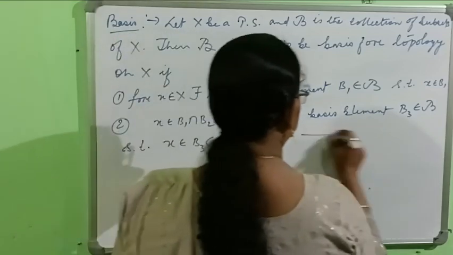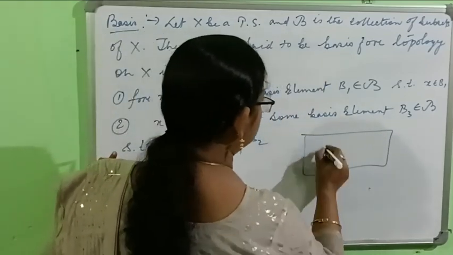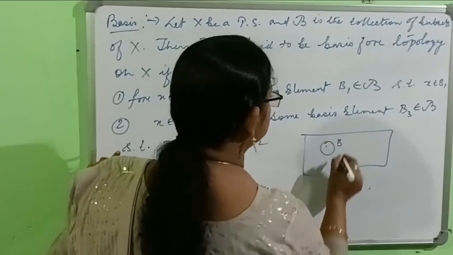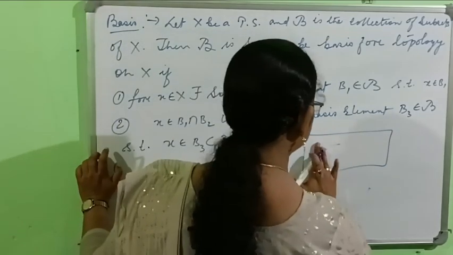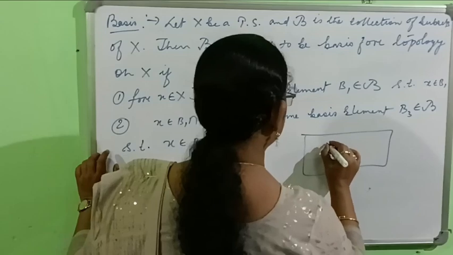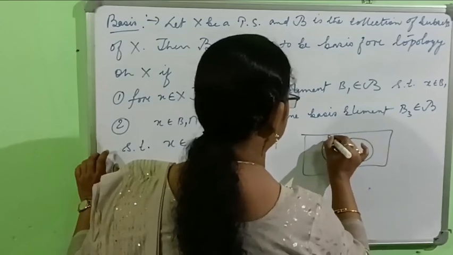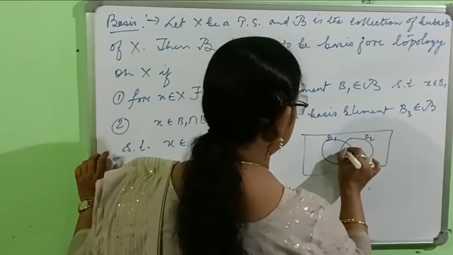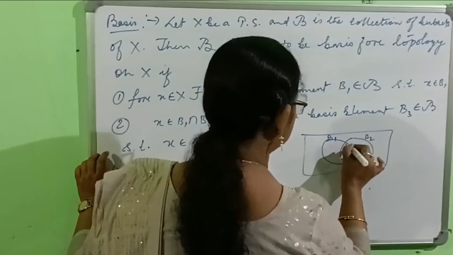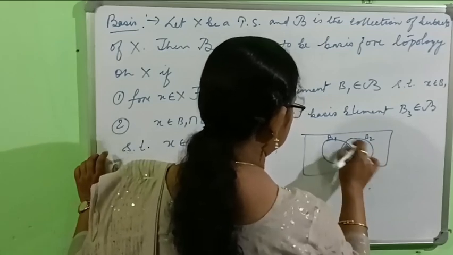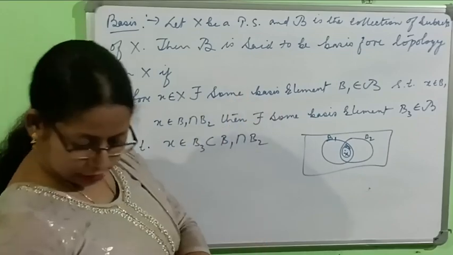If you draw the figure, the first condition applies for any x, and you always get some B1 that contains my x. Next, if x belongs to B1 intersection B2, then I will always get a basis element B3 that contains x and is contained in this intersection. Then this collection will be a basis.